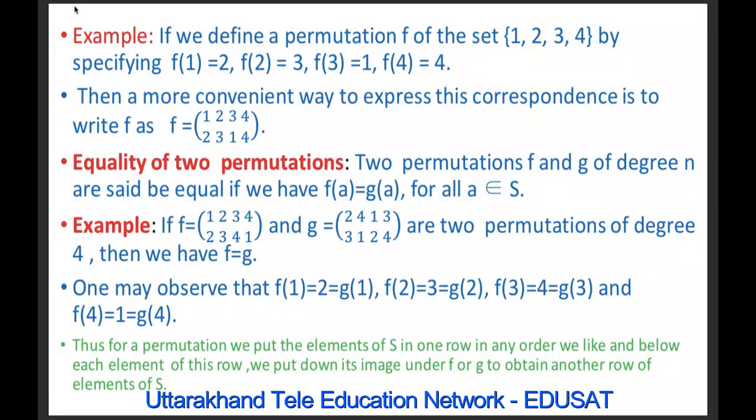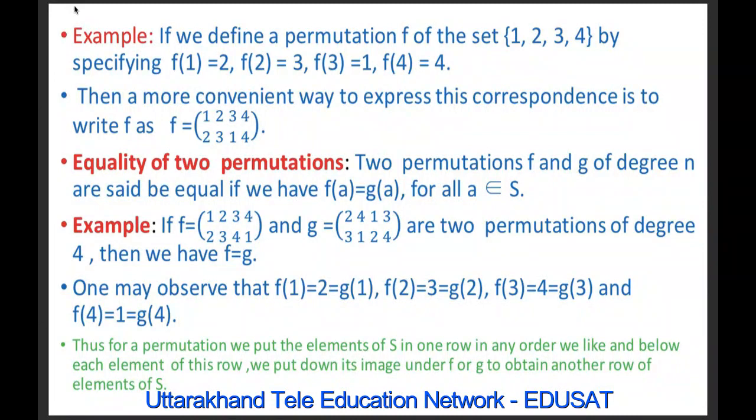Now the two permutations F and G of degree n are said to be equal if we have F(a) equal to G(a) for all a belonging to S. This means the images under the two mappings F and G are the same for all the elements of the given set. If F is equal to 1, 2, 3, 4 in the first line and 2, 3, 4, 1 in the second line, and G equal to 2, 4, 1, 3 in the first line and 3, 1, 2, 4 in the second line, then F is equal to G.